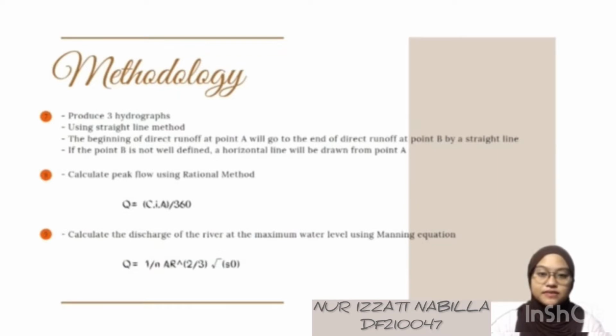The straight line method is the simplest method, where the beginning of direct runoff at point A will go to the end of direct runoff at point B by a straight line. If point B is not well defined, a horizontal line will be drawn from point A. Last but not least, the peak flow is calculated using the rational method from the equation shown below, and the discharge of the river at the maximum water level is calculated using the Manning equation based on the cross-section profile of the river using the formula given below. Next, I will pass over to my friend.